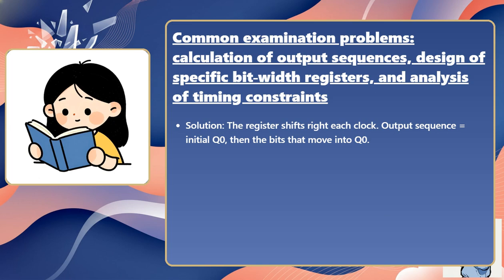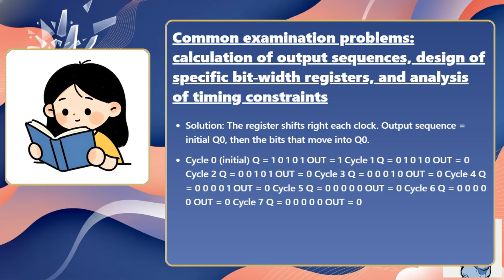Solution: the register shifts right each clock. Output sequence equals initial Q0, then the bits that move into Q0. Cycle 0, initial Q equals 10101, output equals 1. Cycle 1, Q equals 01010, output equals 0.